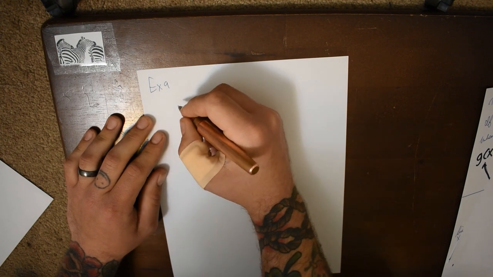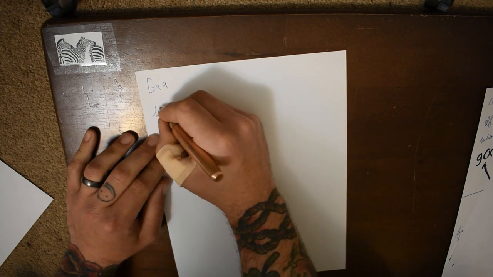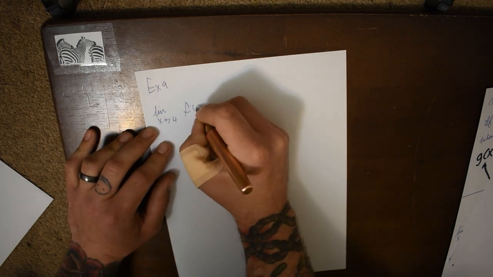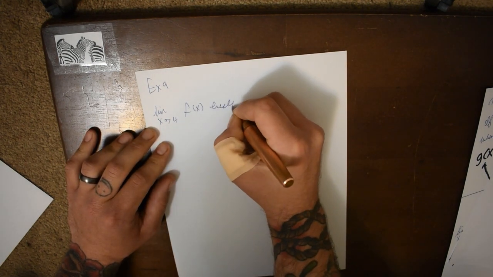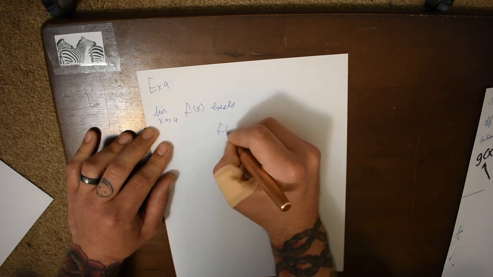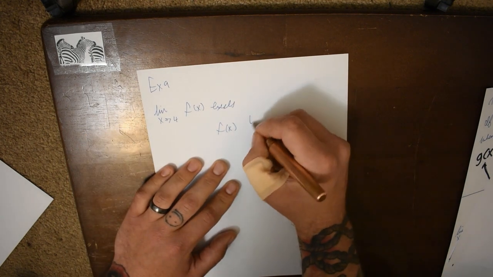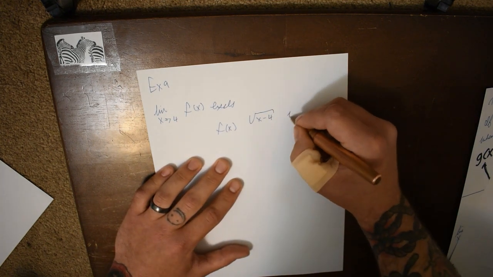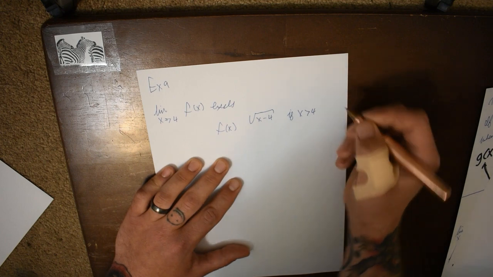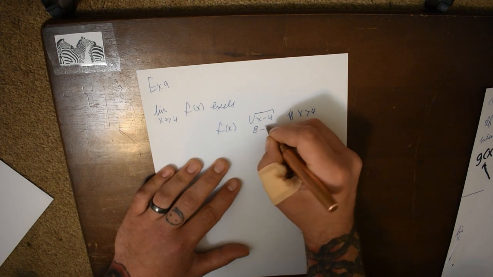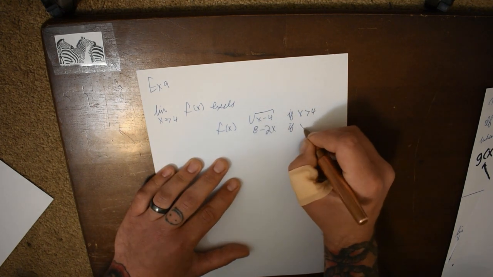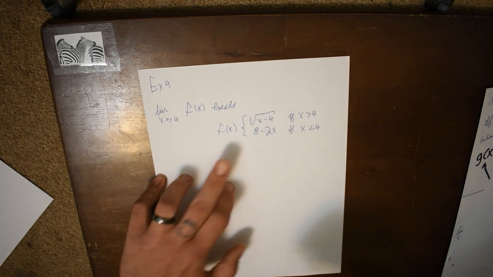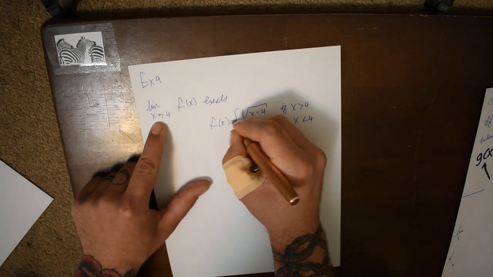This is example 9. We want to determine if the limit as x approaches 4 of f of x exists, provided that f of x is equal to the square root of x minus 4 if x is bigger than 4, and 8 minus 2x if x is less than 4. Notice how our function is not defined when x is equal to 4. It's fine.